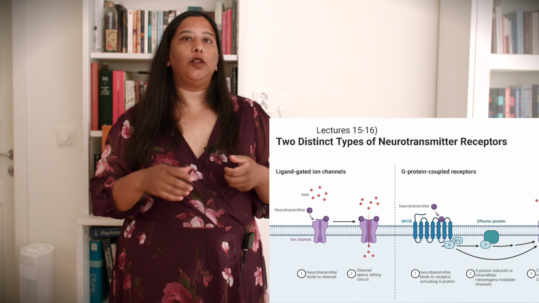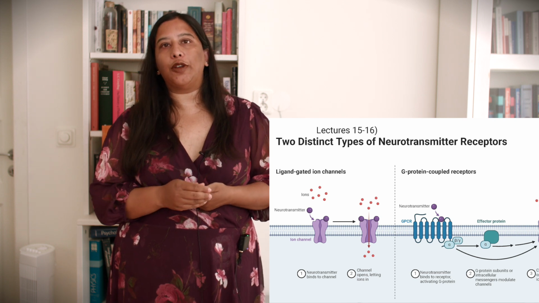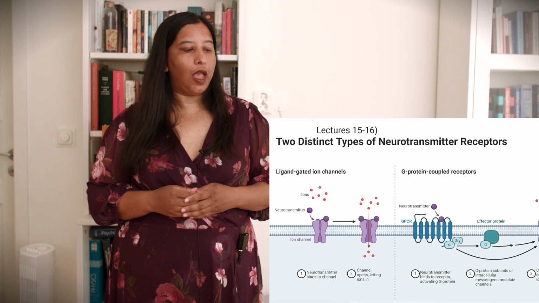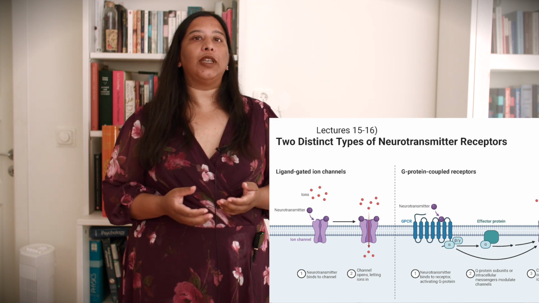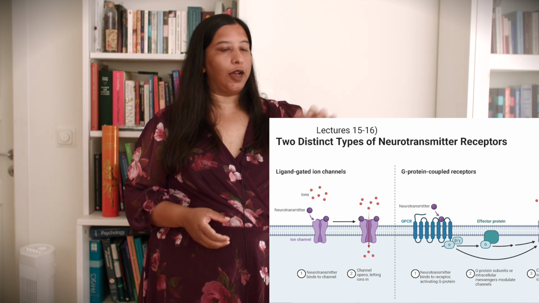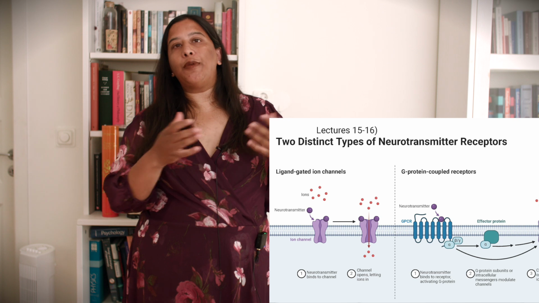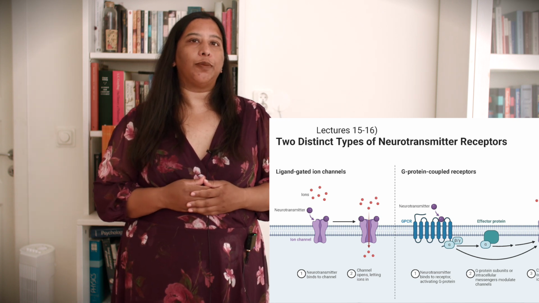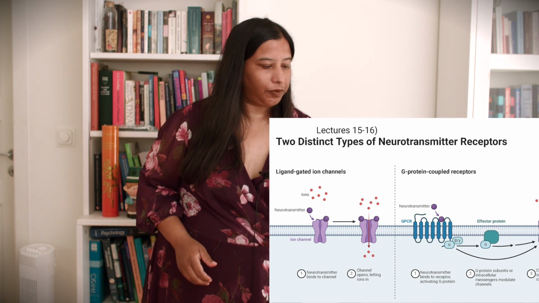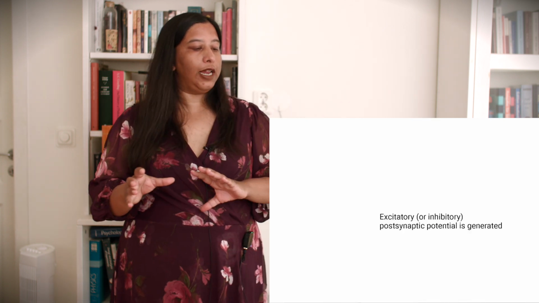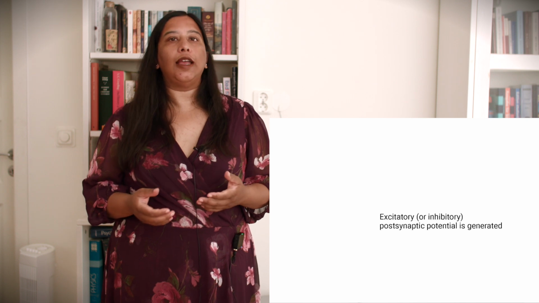For instance, glutamate is an excitatory neurotransmitter, GABA is an inhibitory neurotransmitter. But we can also have metabotropic receptors, and these activate downstream signaling pathways, and dopamine receptors are an example of metabotropic receptors. So in the postsynapse, we will have either an excitatory or inhibitory change in the potential.